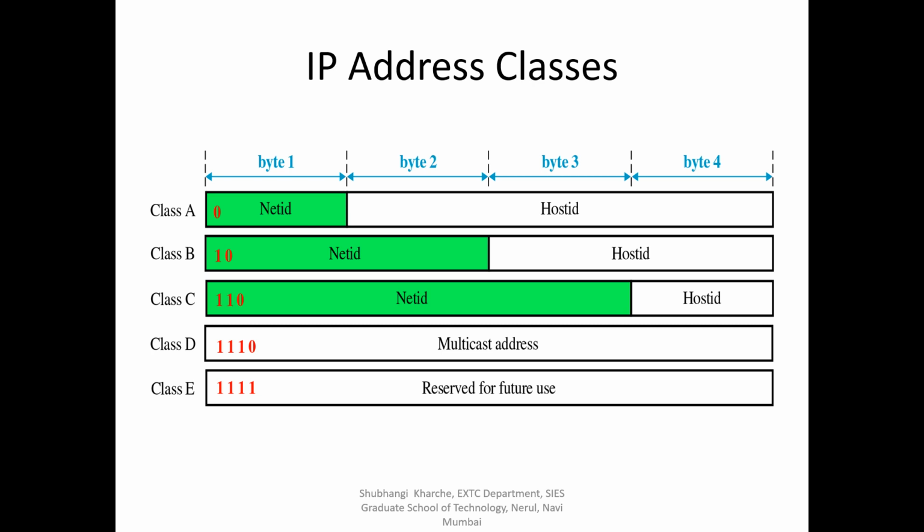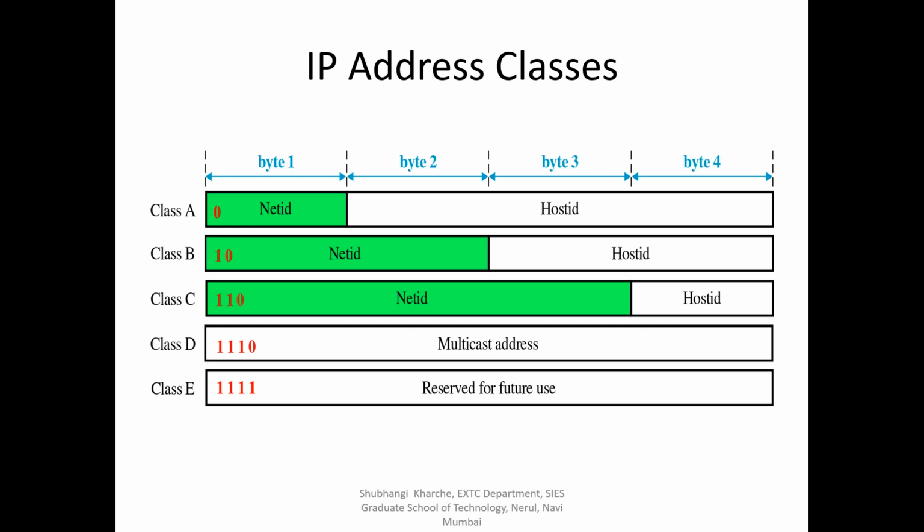In class C, 24 bits are there in the network ID part and the remaining 8 bits in the host ID part. So with this configuration, 2 raised to 24 networks are possible in class C and 2 raised to 8 hosts per network are possible in class C. Now, if we compare class A, B and C addresses, you will find that class A forms the larger size networks, class B forms the moderate size networks, and class C forms the smaller size networks.